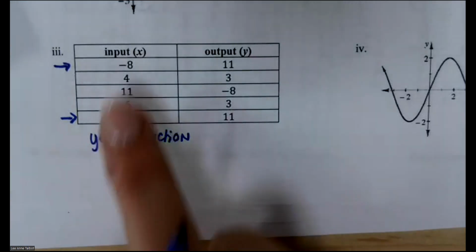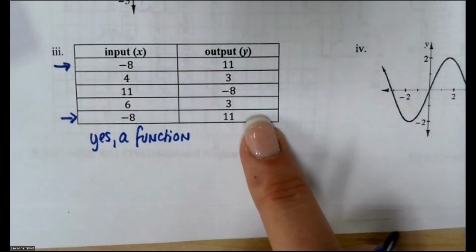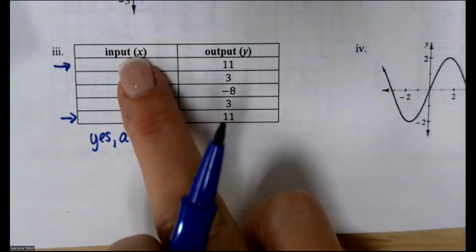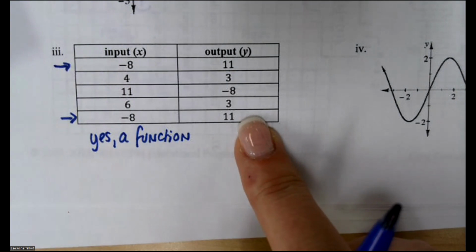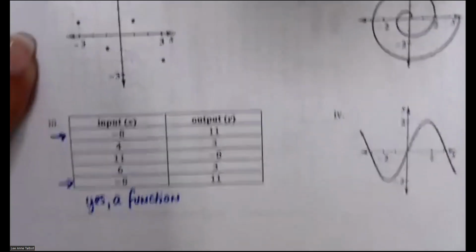Okay, so imagine they push -8, they got 11. They push -8, they got 11. That's okay. The problem comes in when you push -8 and you get 11, and you push -8 and you get 5. Then you would say not a function. Okay. That's a clarifying one. Move up to number, what?